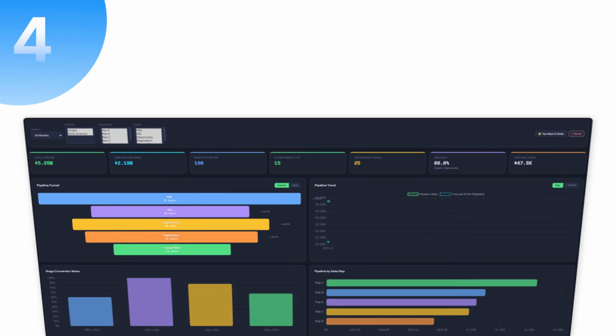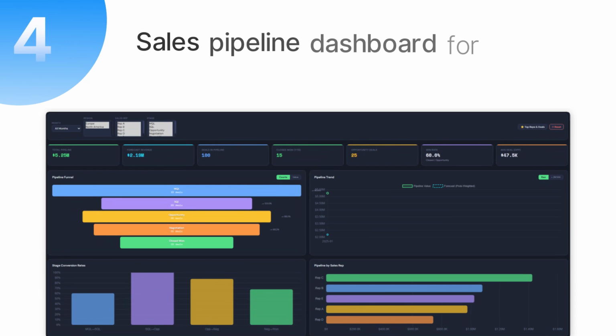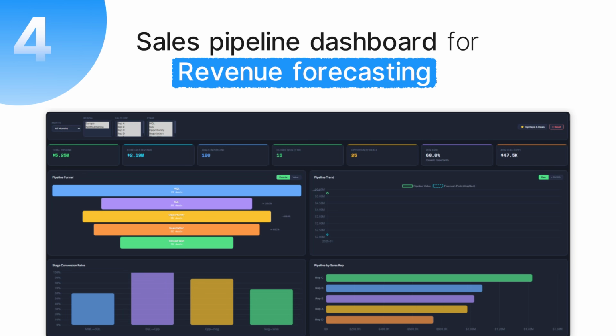So that is 3 dashboards done. Let me show you the fourth one, which moves to a sales pipeline dashboard for revenue forecasting. What we're doing here is applying probability weights to each funnel stage so that you can see how likely the current pipeline is to convert into actual closed revenue.